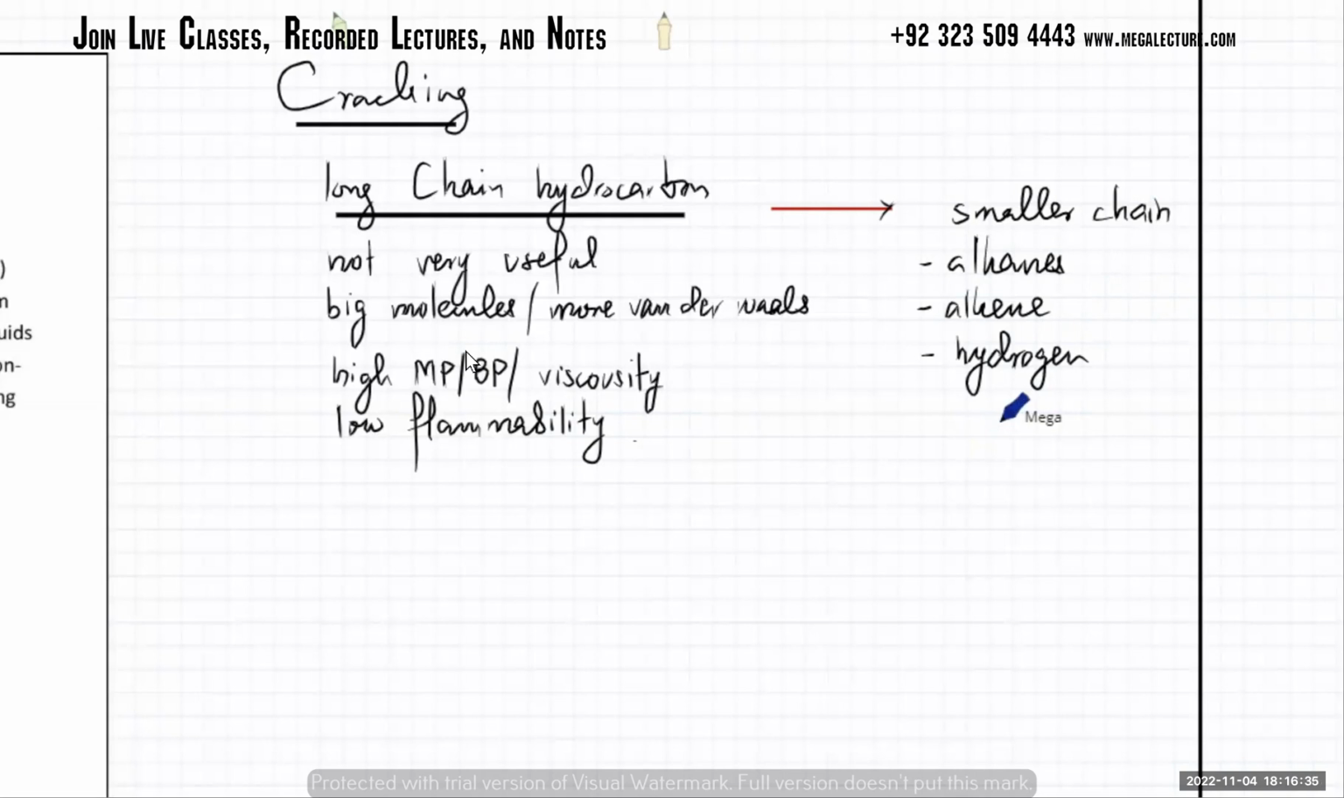You can take it to a very high temperature and it's going to crack. The molecule is going to break into pieces. But that's not done. You add a catalyst so that the reaction happens at a lower temperature.